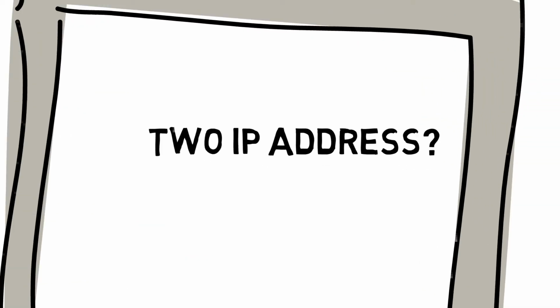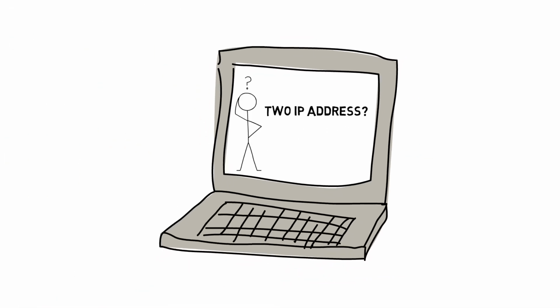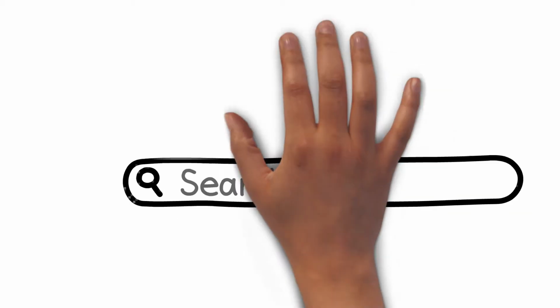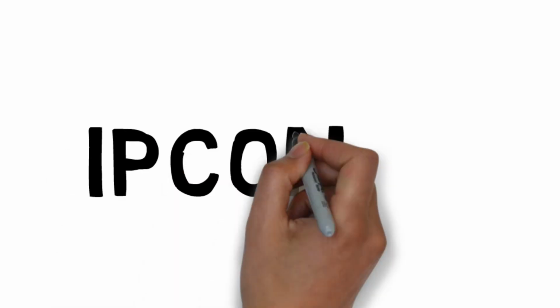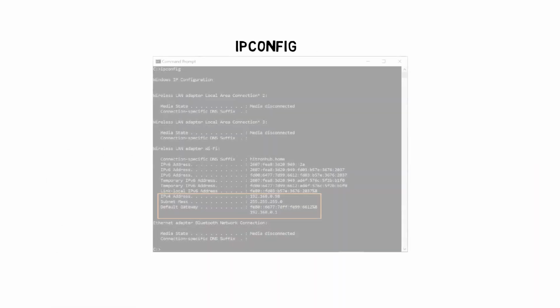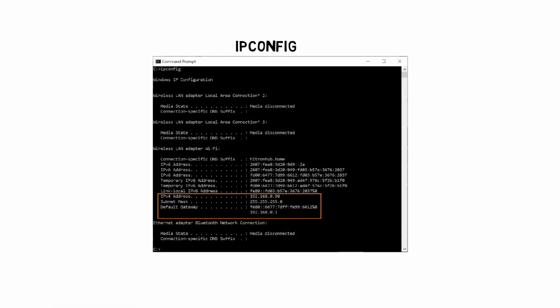Do you know that your device has 2 IP addresses? Although you may not know it, you have 2 IP addresses. If you search for your IP address in Google, then you will probably see a screen like this. Open the command prompt, type the ipconfig command, and hit enter. You will see something like this. Both are your IP addresses.